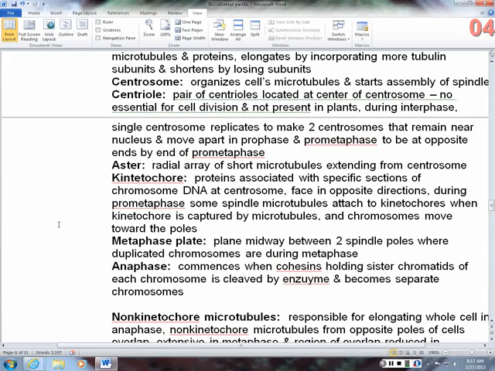It's halfway between the spindle poles. When you move the chromosomes out to the side, they're moved towards the spindle poles in there.